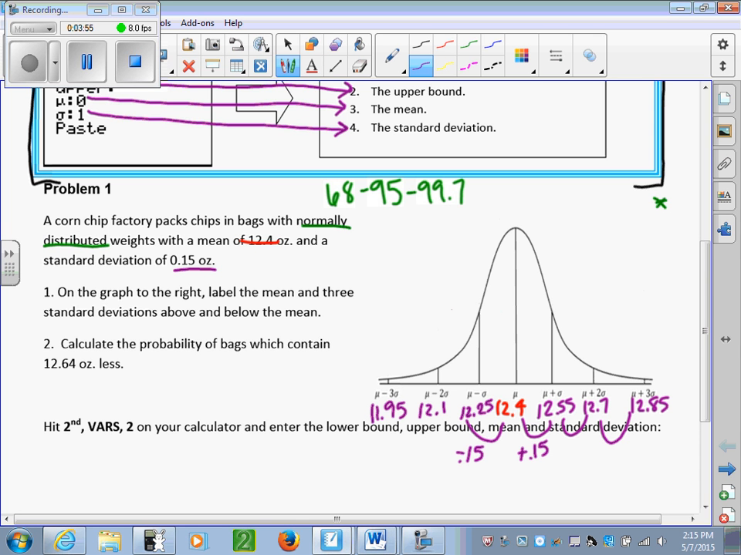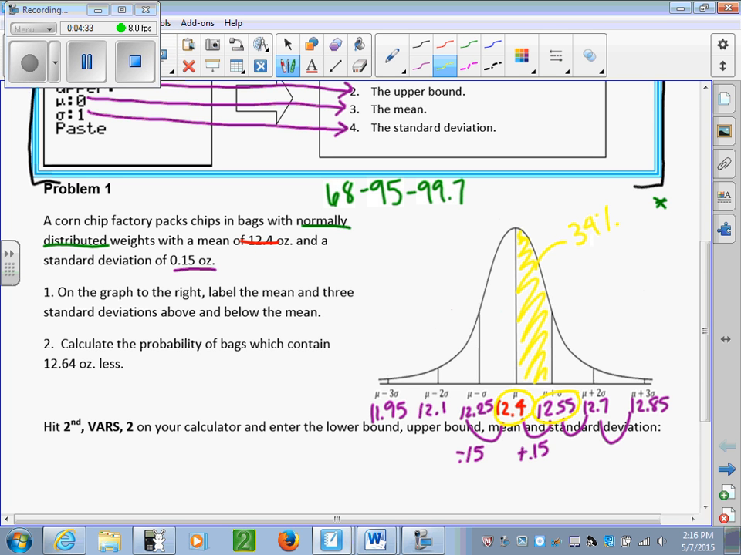We were pretty comfortable last class. We talked about if we wanted to know what percent of bags of chips fall within one standard deviation, say between 12.4 ounces and 12.55 ounces. We know that's represented by this region here, and using our empirical rule, we know that is 34% of the data. So 34% of bags of chips are between 12.4 and 12.55 ounces. That's what we talked about last class.